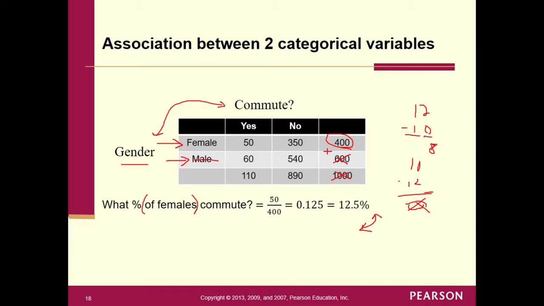So here we came up with 2, right? And so then we got to compare that versus the 8%, okay? All right, let's move on.